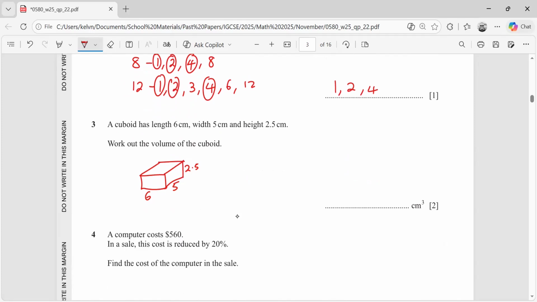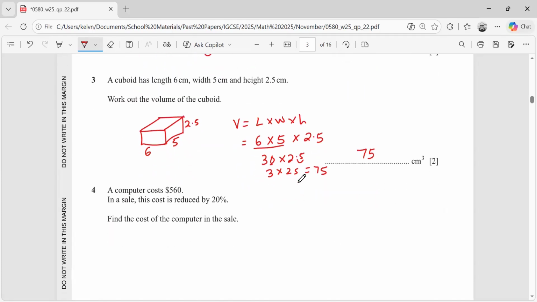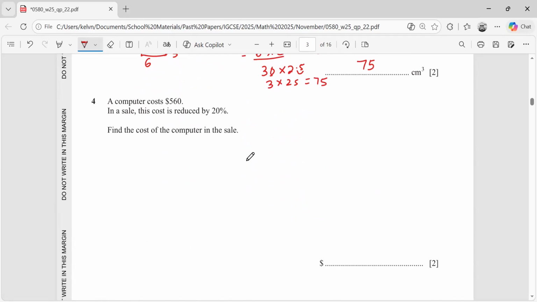To calculate the volume of a cuboid is usually length times width times height. In this case, we have the length, which is 6, times width, which is 5, times the height, which is 2.5. We don't need a calculator, we can do this because this bit is 30. 30 times 2.5. This 0 can remove the decimal point, so you're left with 3 times 25, which is 75. So you can say the answer is 75 centimeters cubed for that question. Okay, nice. So let's move along.